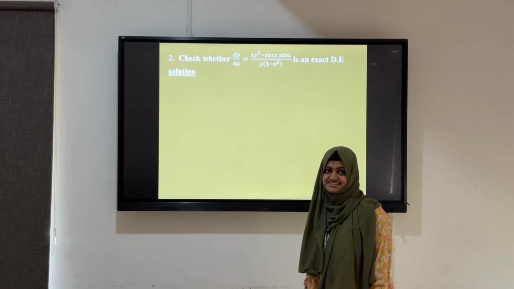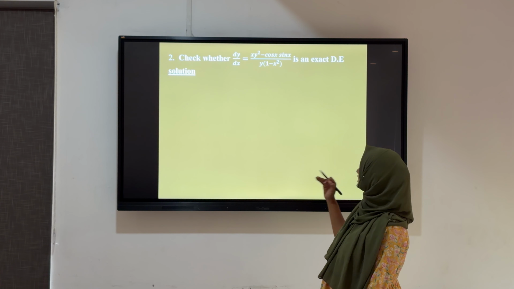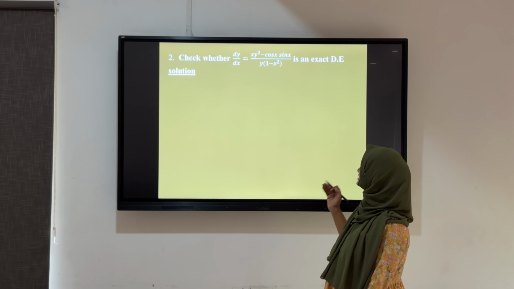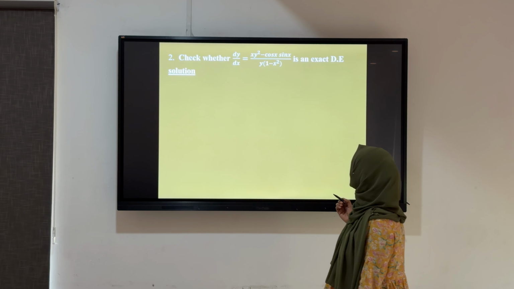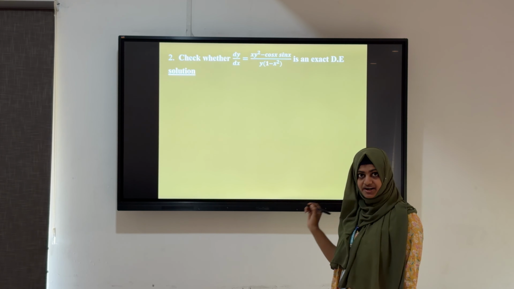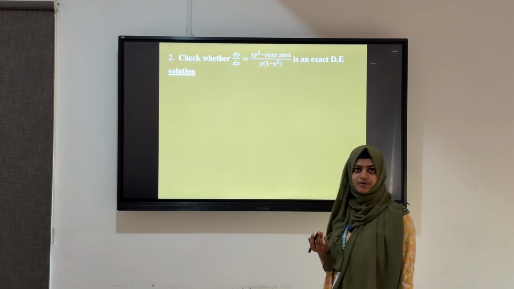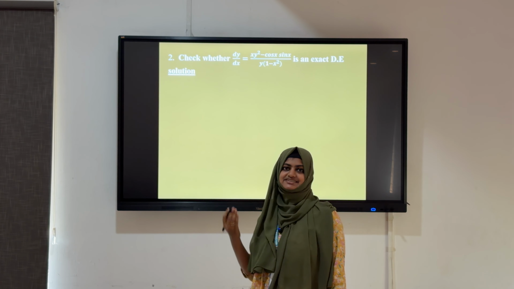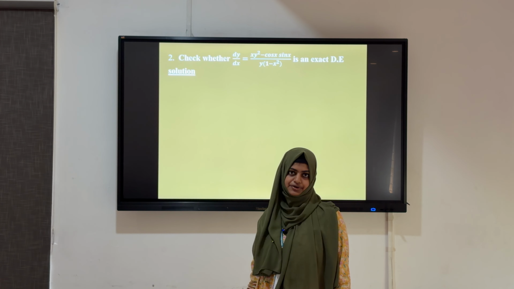Next question is check whether dy by dx equal to (xy square minus cos x sin x) whole divided by y into (1 minus x square) is exact or not.